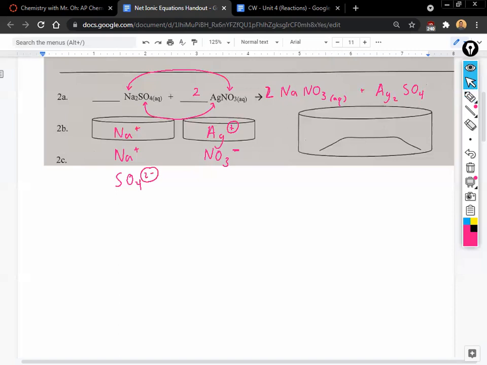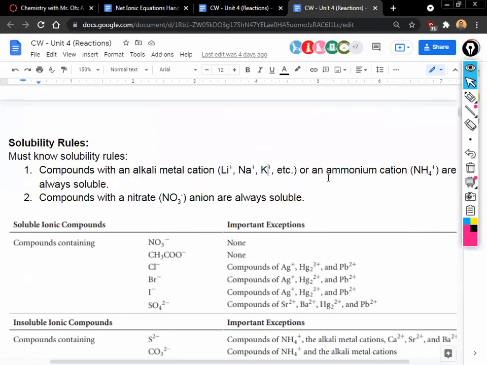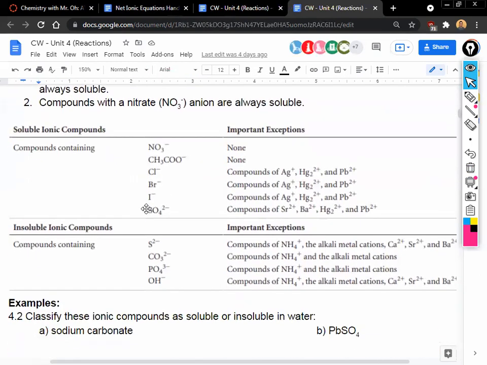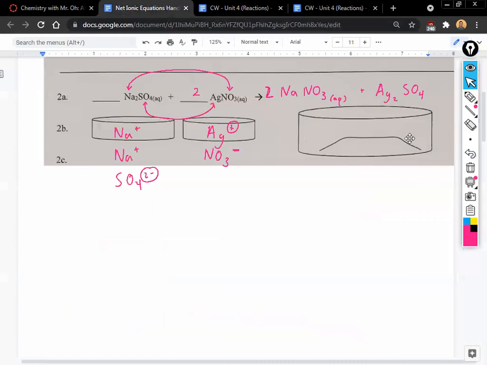Let's take a look at the solubility rules, guys. Ag2SO4. If you take a look here, we're looking at SO4 2- sulfate, and it says that it's always going to be soluble. The exceptions are strontium, barium, mercury, and lead. Do we see silver 1 on here? No. So in this situation, our silver sulfate is going to be soluble.